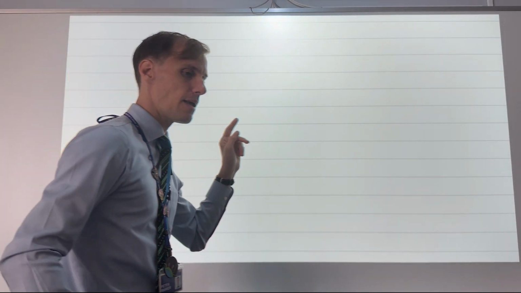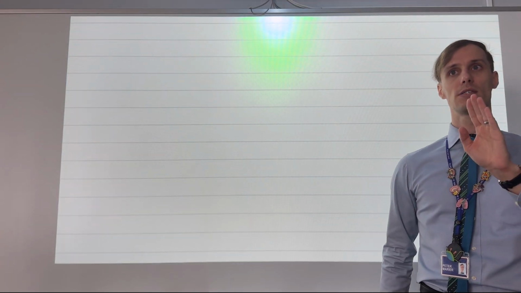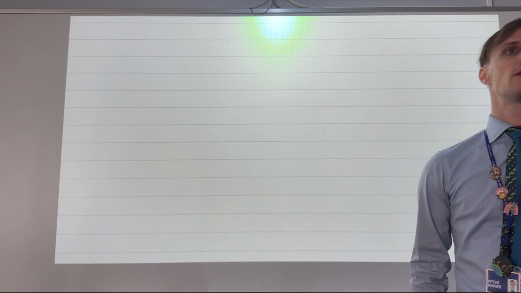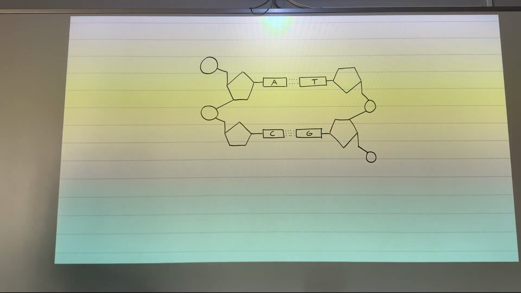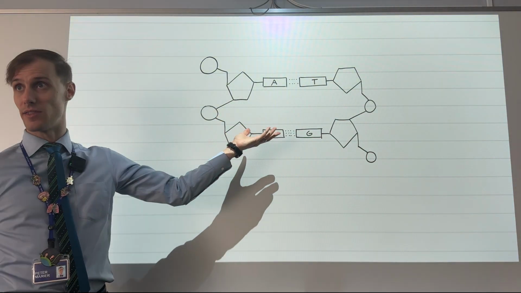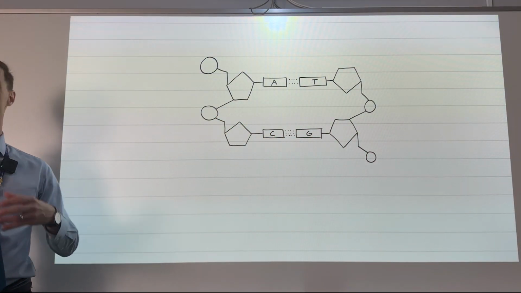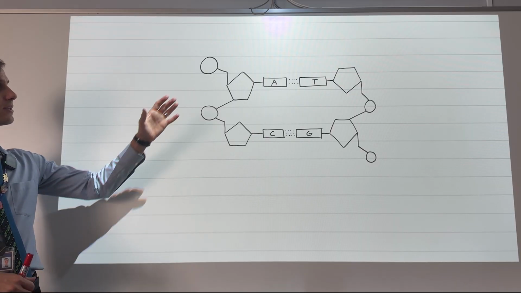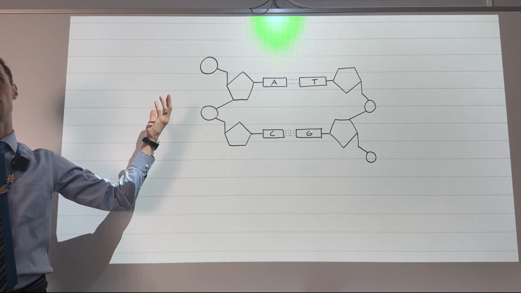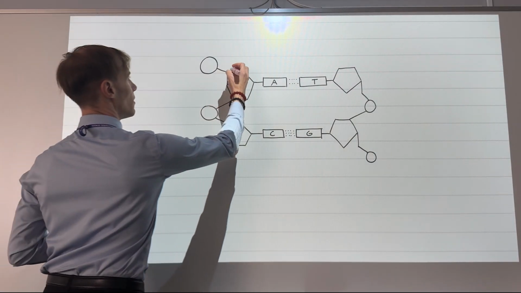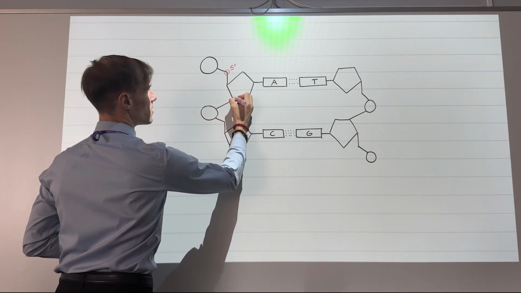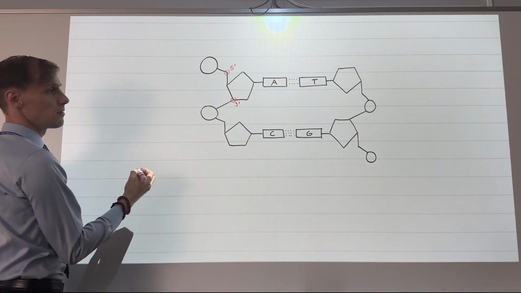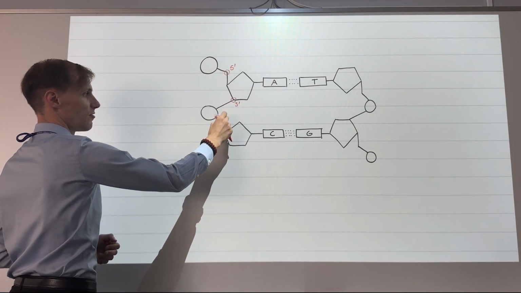Right? Draw a DNA molecule comprised of 4 nucleotides and label the directionality of both strands. Your DNA molecule should look something like this. If I were to label the directionality, I'd have to say, well, is the strand on the left going 3' to 5' or 5' to 3'? Well, let me find the 5' carbon. Here is the 5' carbon. Here is the 3' carbon. So this is going 5' to 3'.